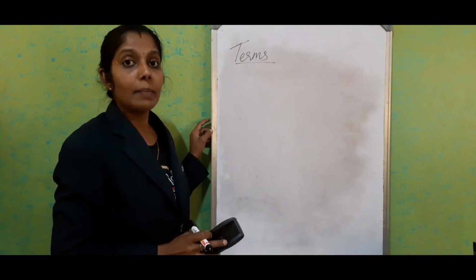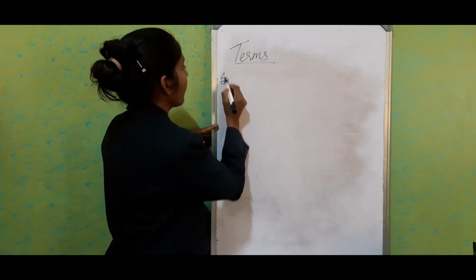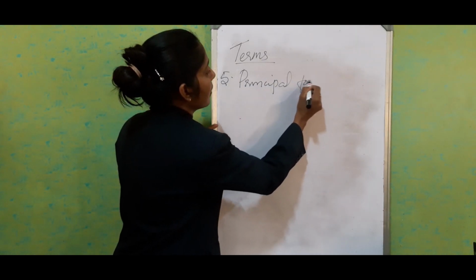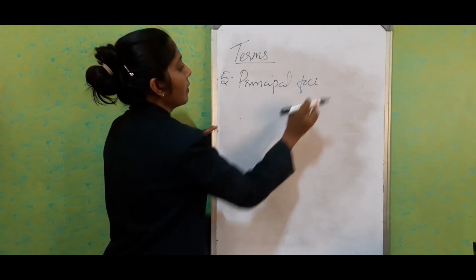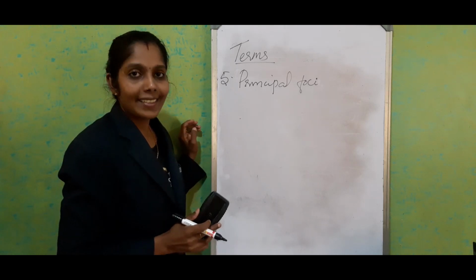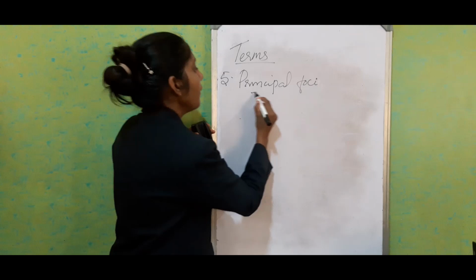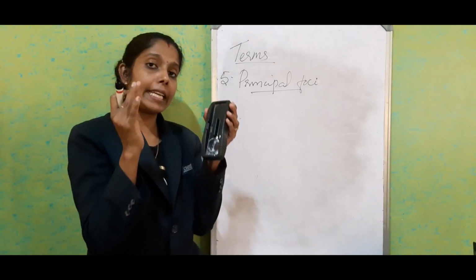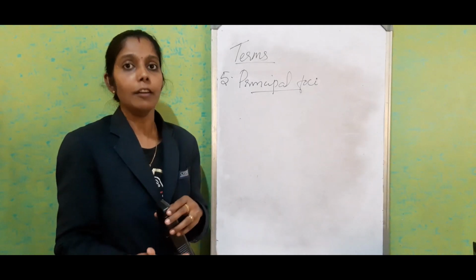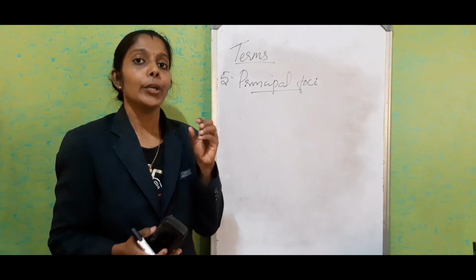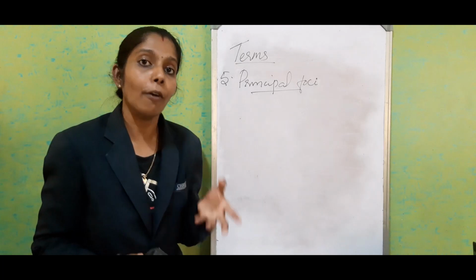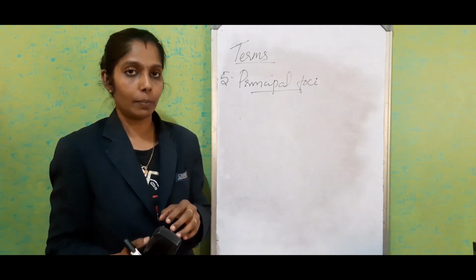Our next term is principal foci. We know that for a lens, the light can enter from both sides. So they will have two principal foci, or two sets of focal points. We'll see how we can define the focal point. First focal point and second focal point will be there.